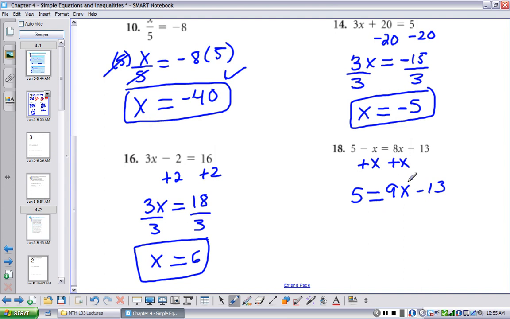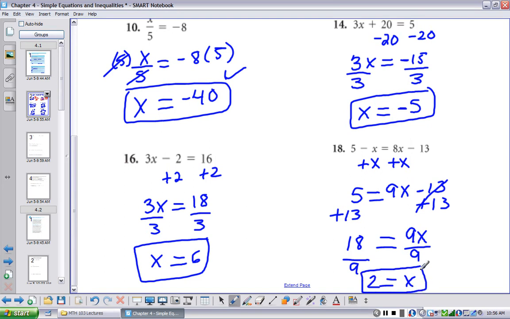I like to deal with positive numbers if I can. Okay. Now I need to get this 9x on this right-hand side by itself. So I need to add 13 to both sides. So 5 plus 13 is 18. And we're left with 9x over there. So 18 equals 9x. Then I can divide both sides by 9. So x equals 2.